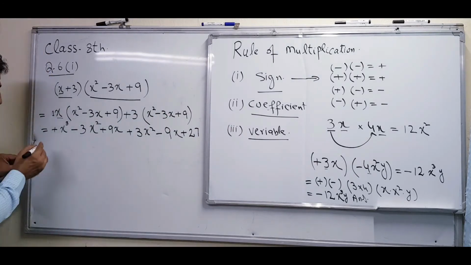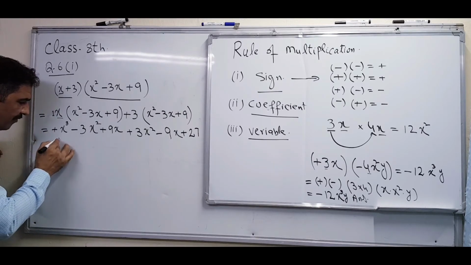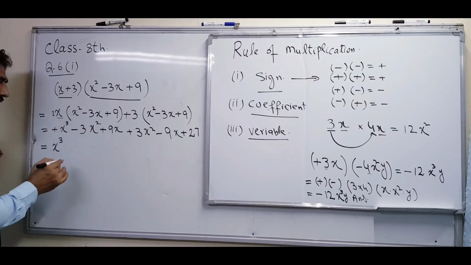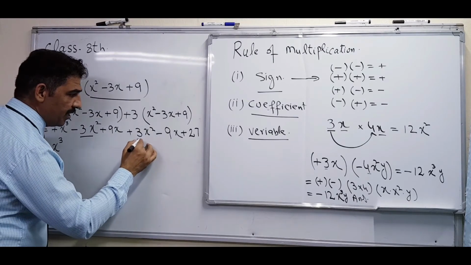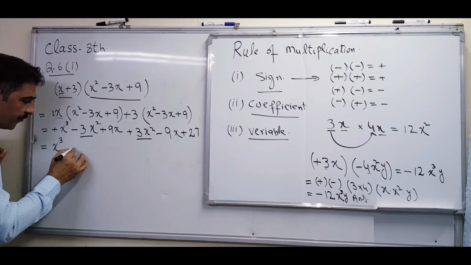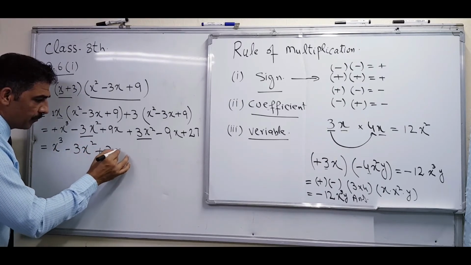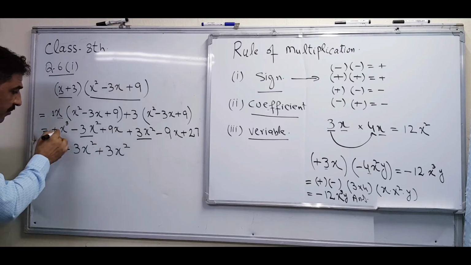Now what is the next step? We have to rearrange the like terms. Like terms means same. x cube, is any term of x cube here? No. Okay, finish. Then the x square terms, minus 3x square and plus 3x square. So we will write that minus 3x square and plus 3x square. Correct?